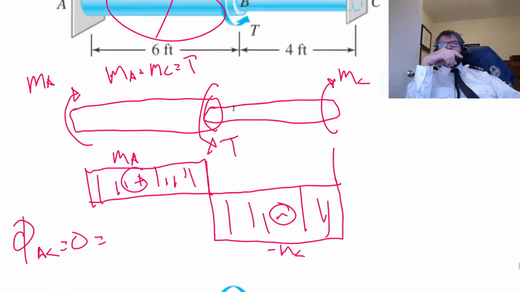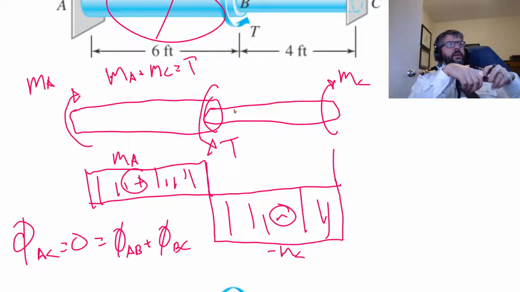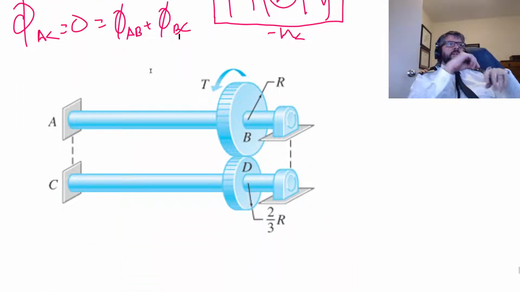And that's just equal to the total twist between A and B plus the twist between B and C. Now, obviously, they're going to be different signs, different directions, because the torques are in opposite directions during those sections as well. And you just got to pull out your formulas for the twist over a section and plug it in. Similar idea here.